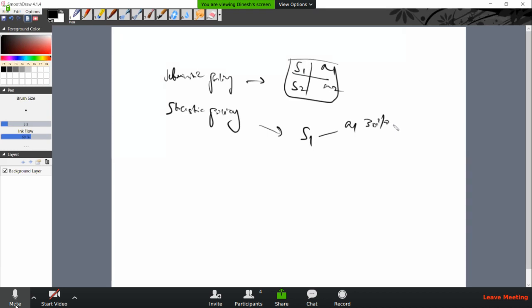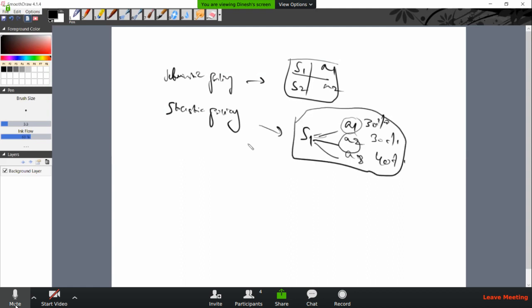Suppose you take A2 with 30% probability and A3 with 40% probability. So in the first episode, you may land up with this action, but the second time when you run the same policy, you may land up with a different action. That is the reason I said it depends on the policy.